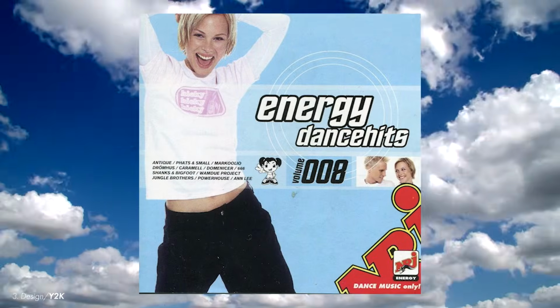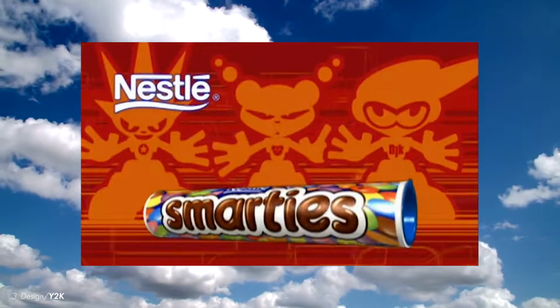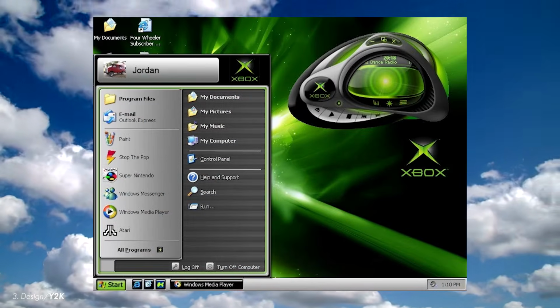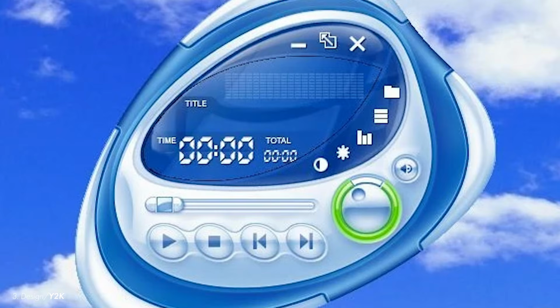Let's start with everyone's favorite, Y2K. Y2K was popular in the 90s and early 2000s, mainly influenced by the optimism surrounding the new millennium and innovations in technology. Y2K is characterized by these really shiny, blobby shapes, which can be seen in things all the way from architecture to user interfaces.